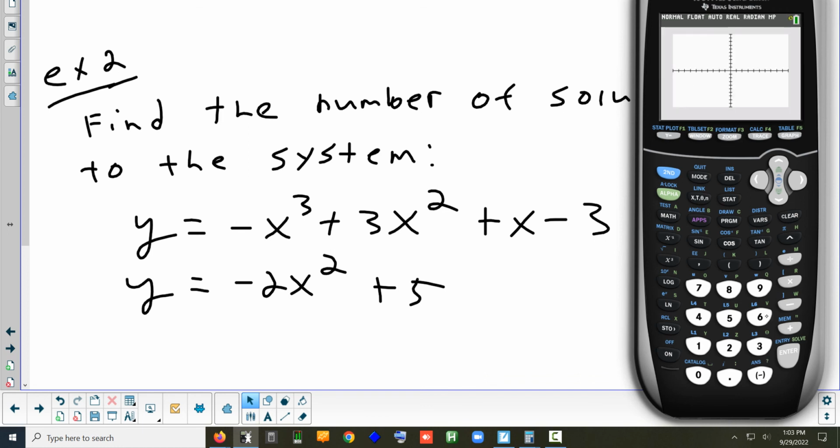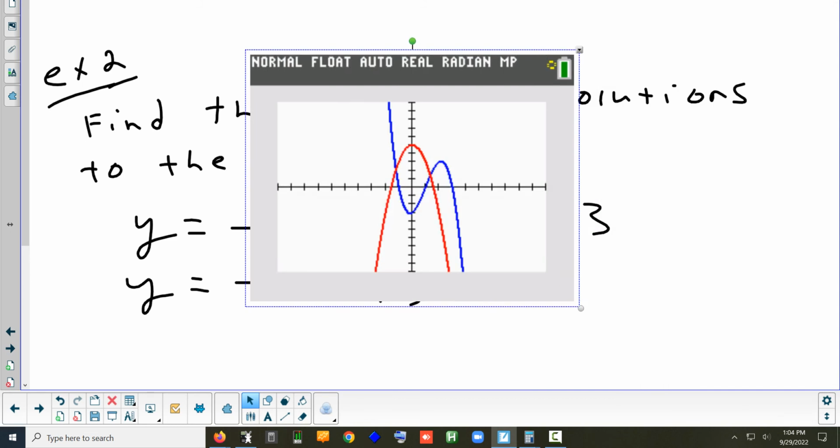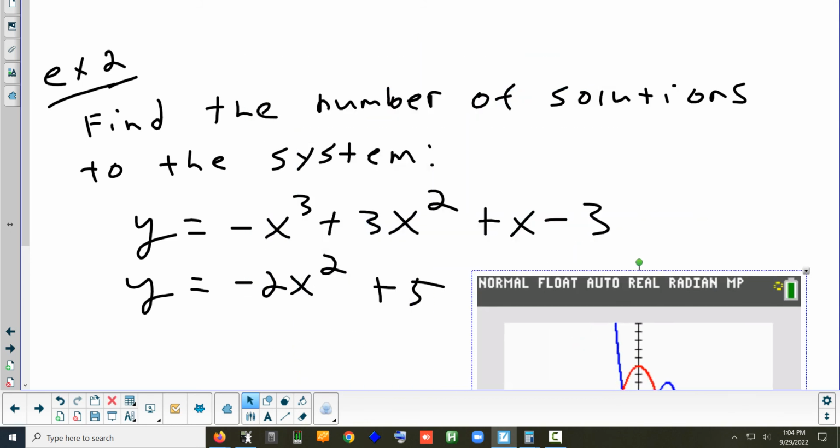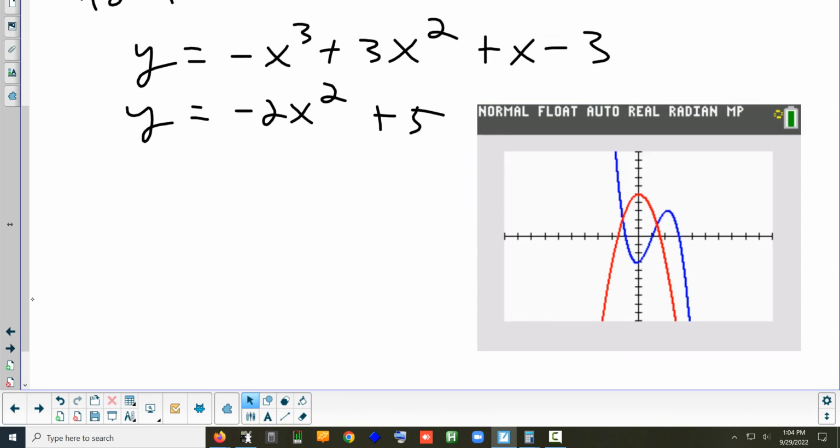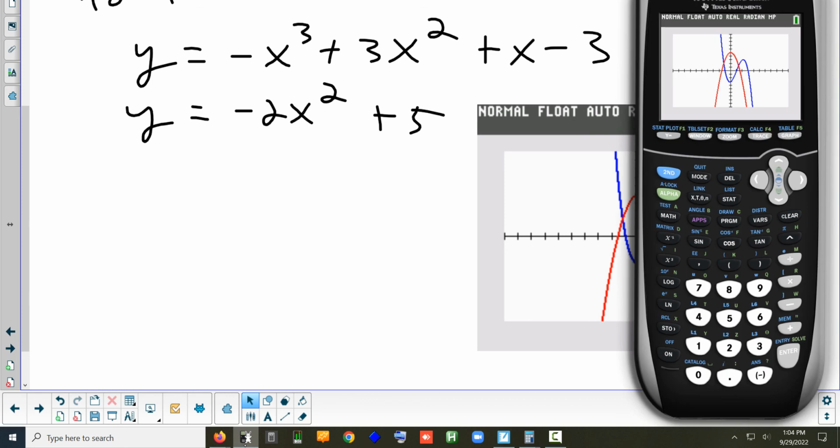Let's do zoom 6. And we're looking for the number of solutions. So there's your cubic. And you're going to get a parabola. Okay. How many solutions are there? Yeah? 2. Or no, 3. There would be 3.